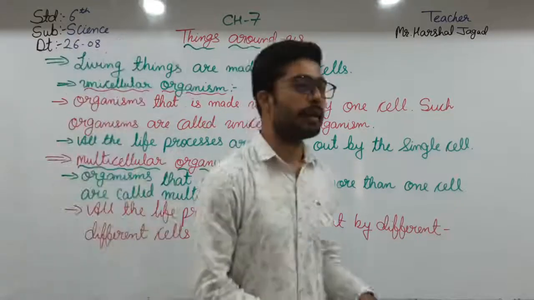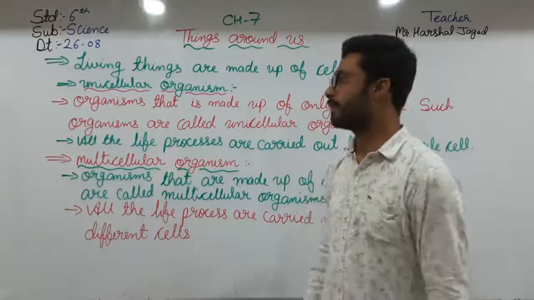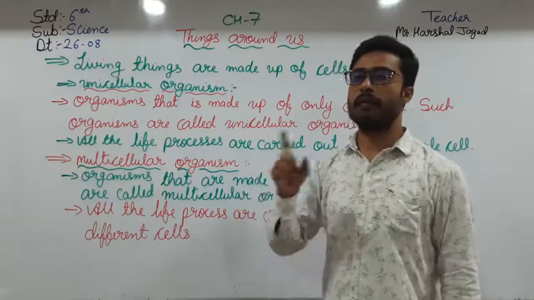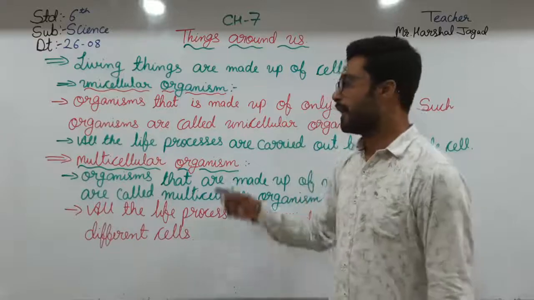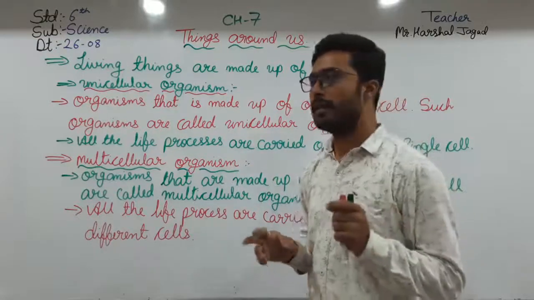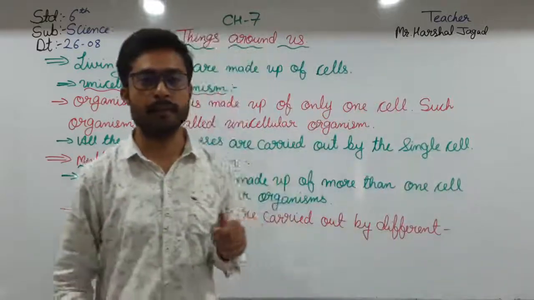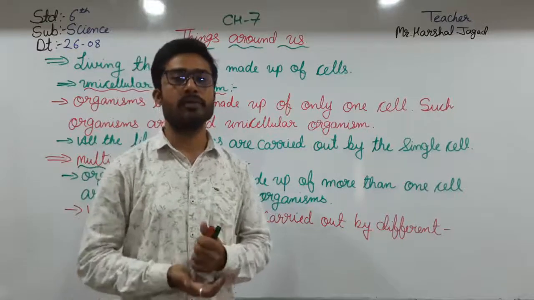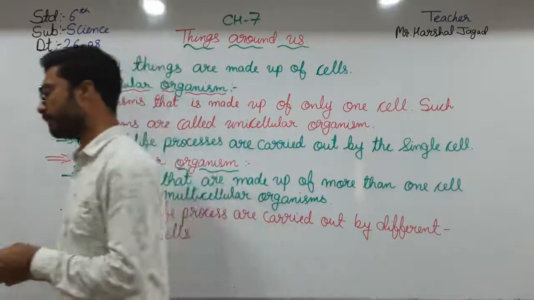If we compare the unicellular and the multicellular organism, the unicellular organism has only a single cell, and this single cell performs all the life processes. In the multicellular organisms there are different kinds of cells, and all the life processes are carried out by the different cells of the body parts of the organism. Okay students, if you want to write this, then write it down. I am giving you some time.